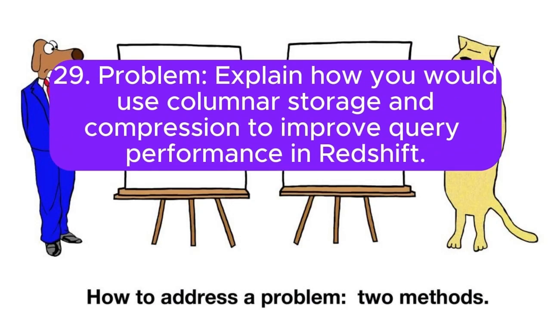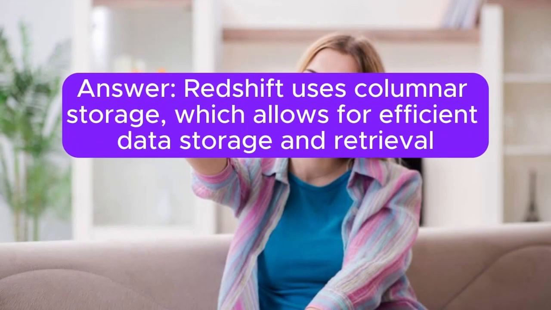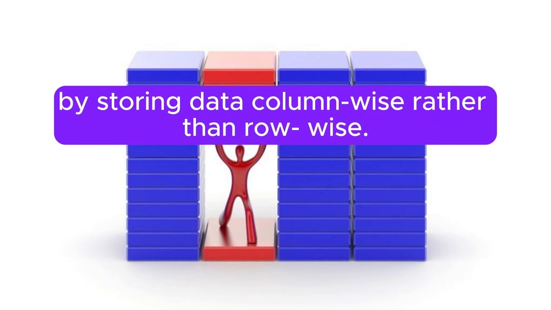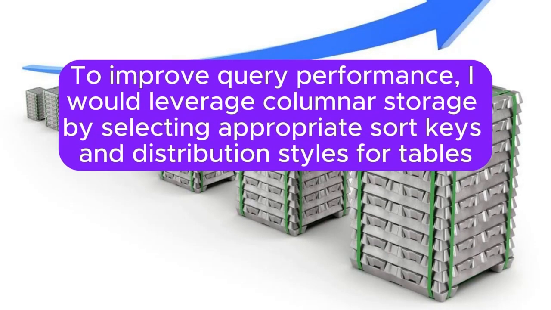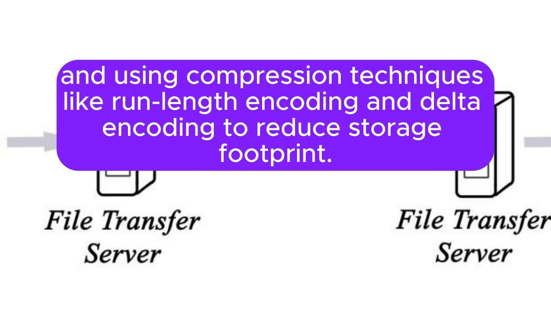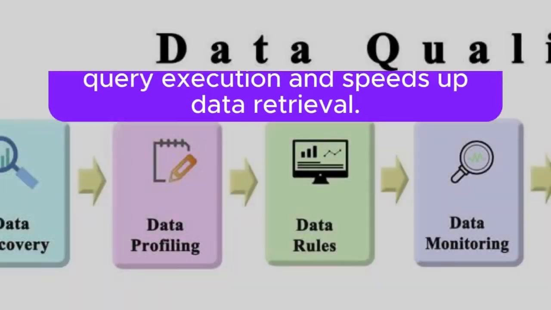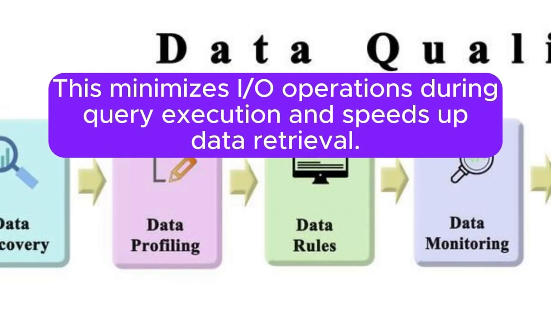29. Problem. Explain how you would use columnar storage and compression to improve query performance in Redshift. Answer. Redshift uses columnar storage, which allows for efficient data storage and retrieval by storing data column-wise rather than row-wise. To improve query performance, I would leverage columnar storage by selecting appropriate sort keys and distribution styles for tables, and using compression techniques like run-length encoding and delta encoding to reduce storage footprint. This minimizes I/O operations during query execution and speeds up data retrieval.